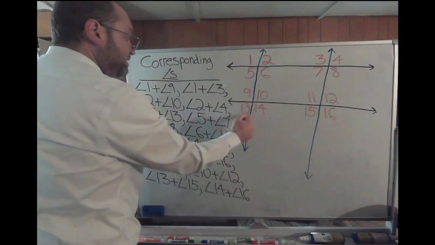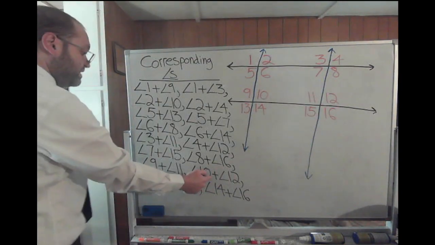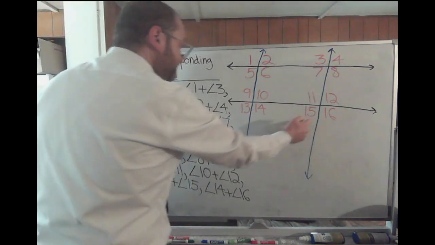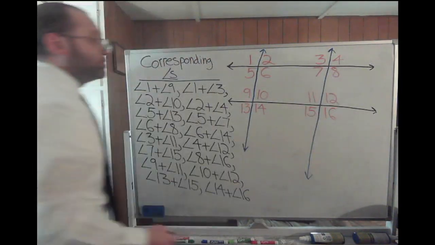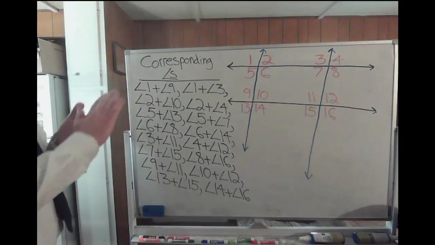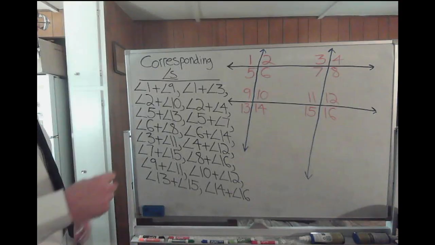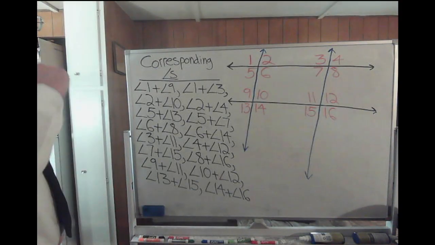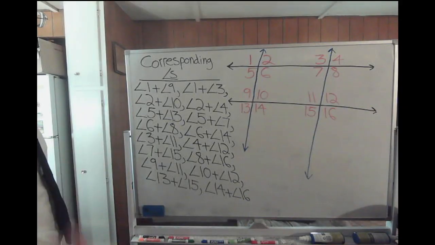Angles 9 and 11 are corresponding angles. Angles 10 and 12 are corresponding angles. Angles 13 and 15 are corresponding angles. And then lastly, angles 14 and 16 are corresponding angles. So again, you get corresponding angles when those angles are in the same position at each intersection, with respect to the lines that they're located.